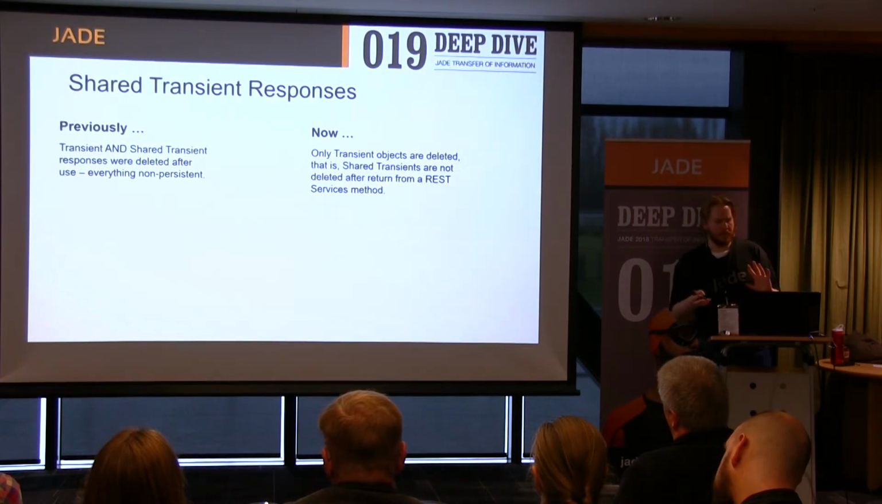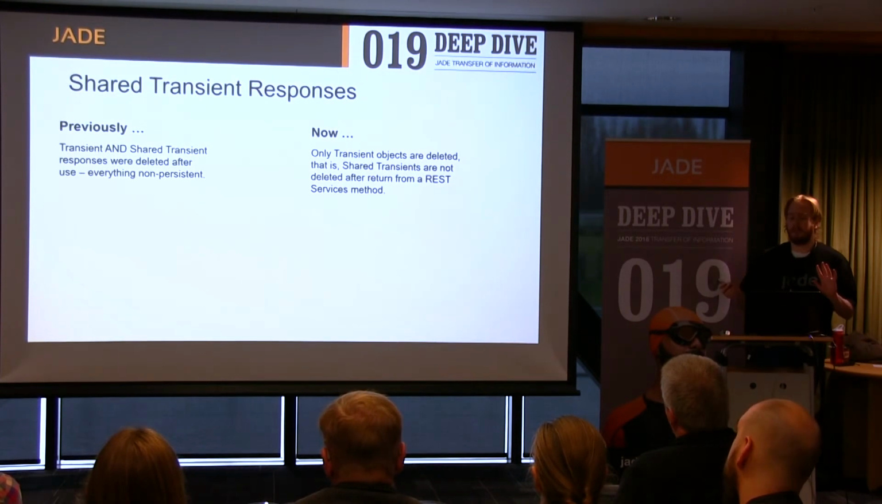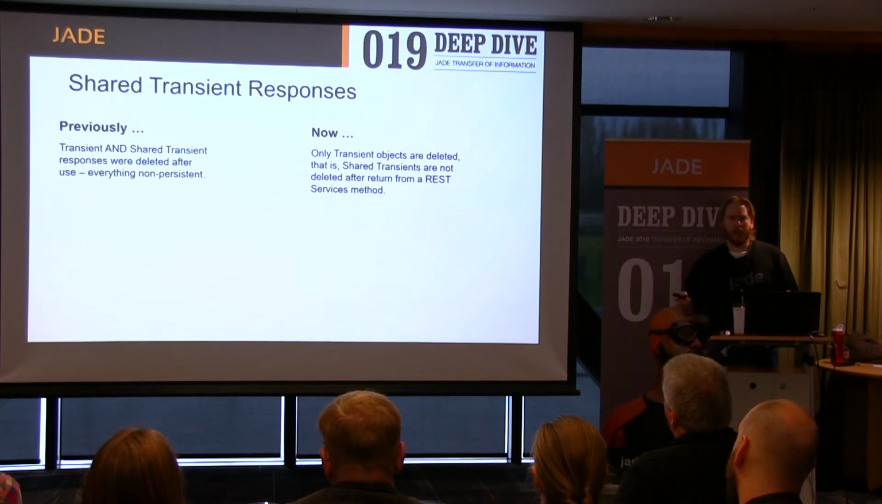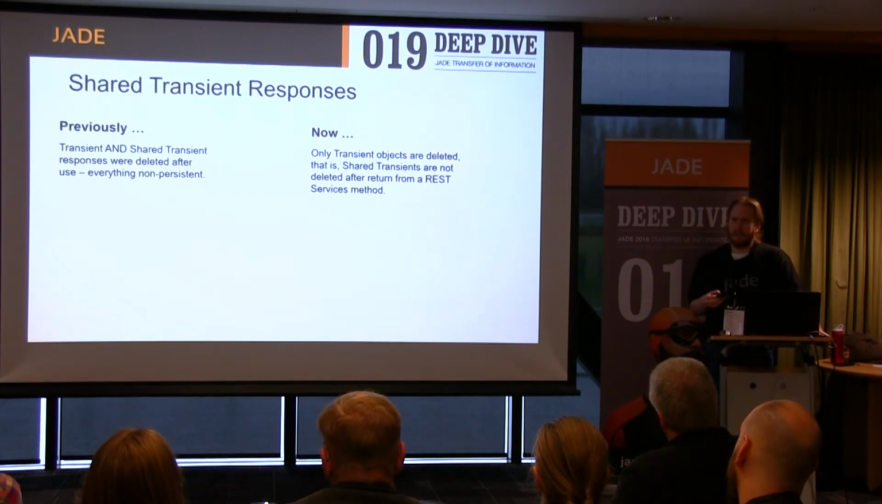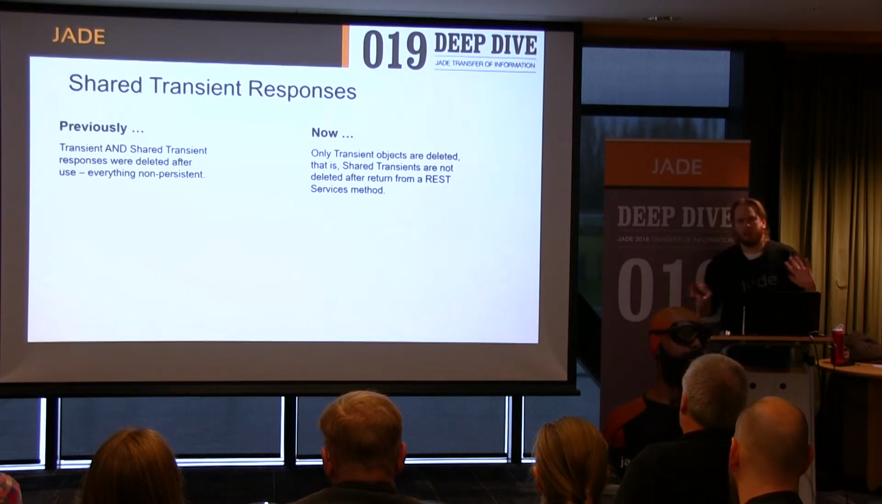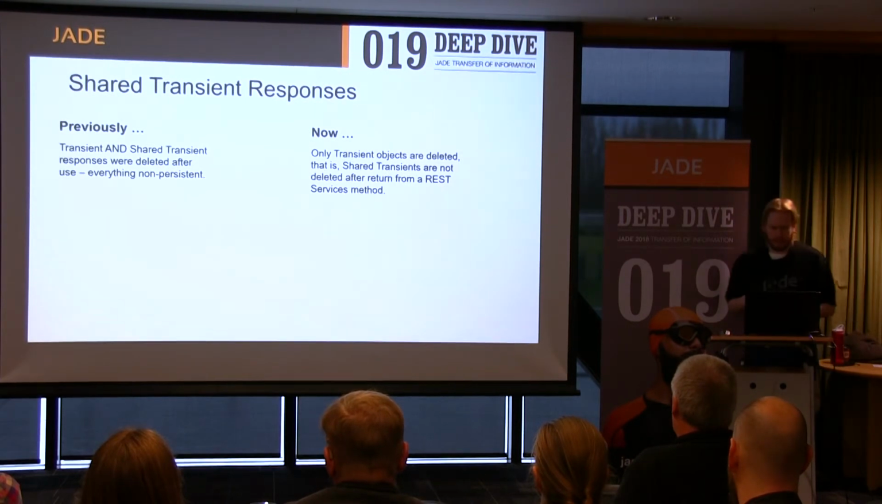So what would happen before is whenever a REST service method returned a non-persistent object, Jade would add it to this objects to be deleted collection, and it would try and delete it. That would end up deleting your shared transients, which wasn't necessarily what you'd want. So now only transients will be deleted by that process.